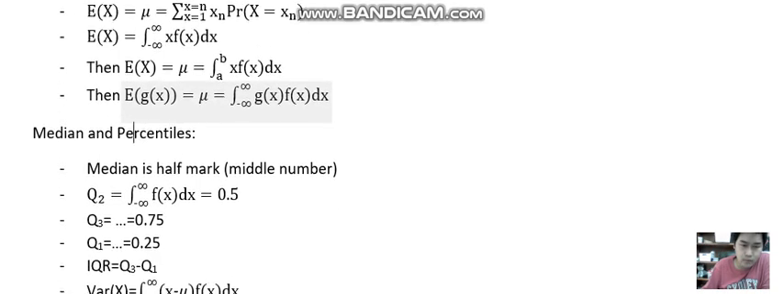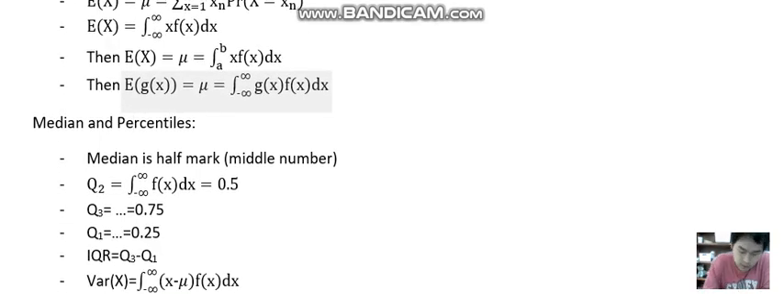IQR is what's called the interquartile range, hence the name. What it tells you is where the middle 50% of the people or information lies. You calculate that by subtracting Q1 from Q3.